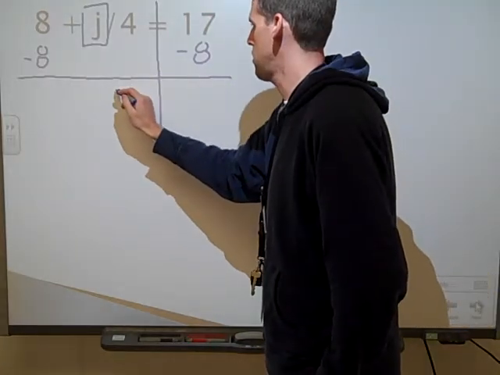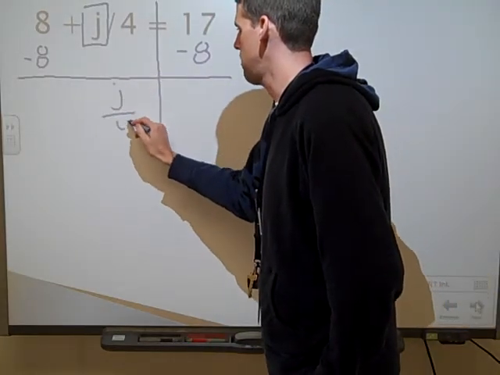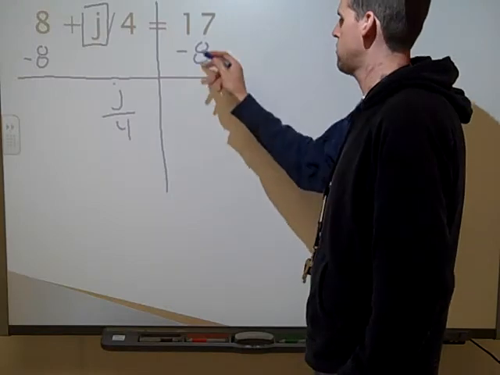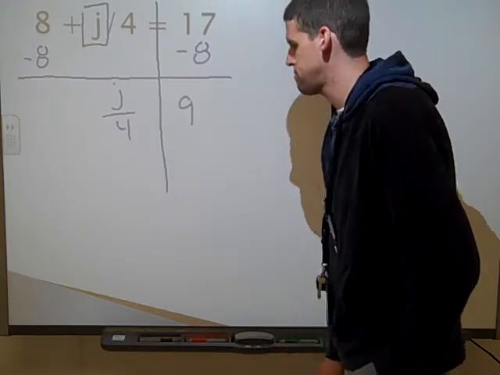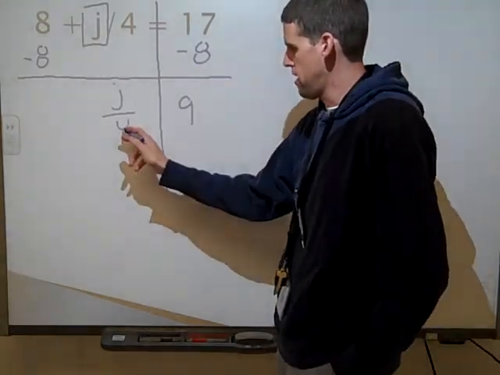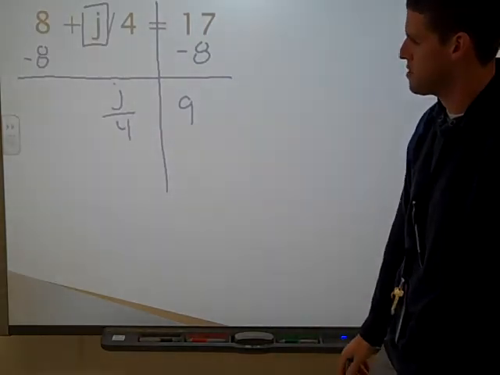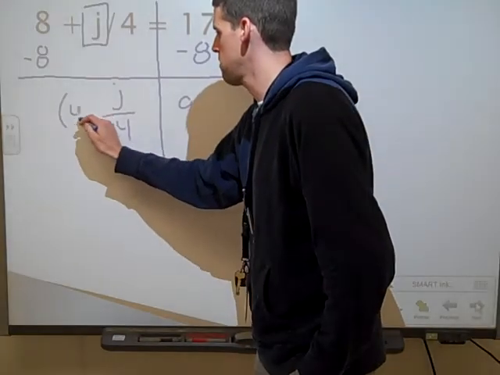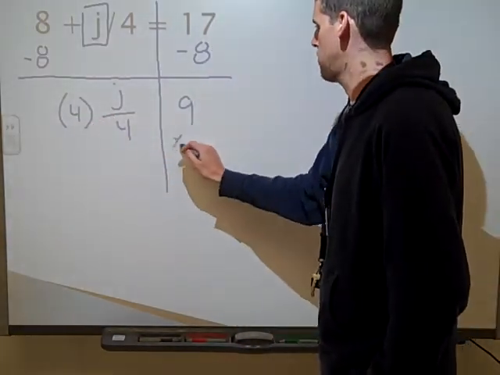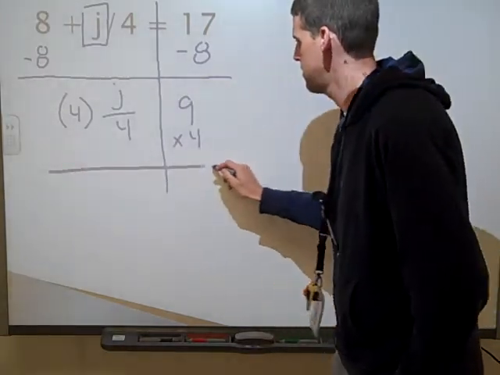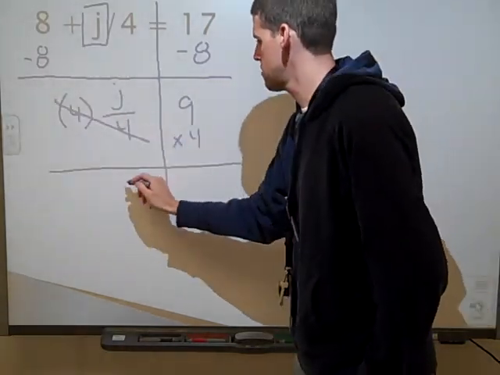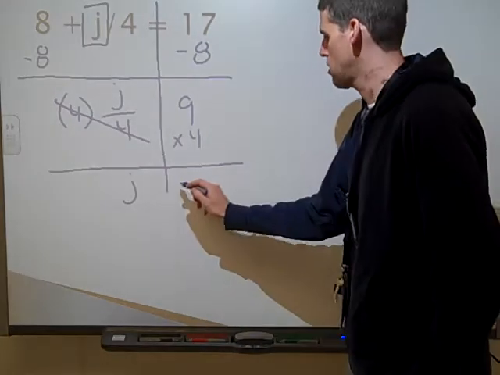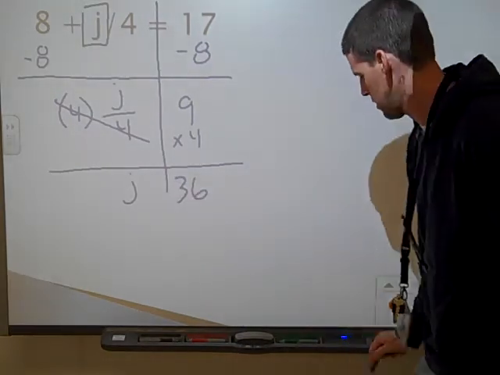So now I end up with j divided by 4. And then 17 minus 8 is 9. Now I have a division there, so I'm going to go ahead and multiply as the opposite. So I'm going to multiply it by 4. So I can do it at this side as well. Those cross each other out. So I have j equals 36.